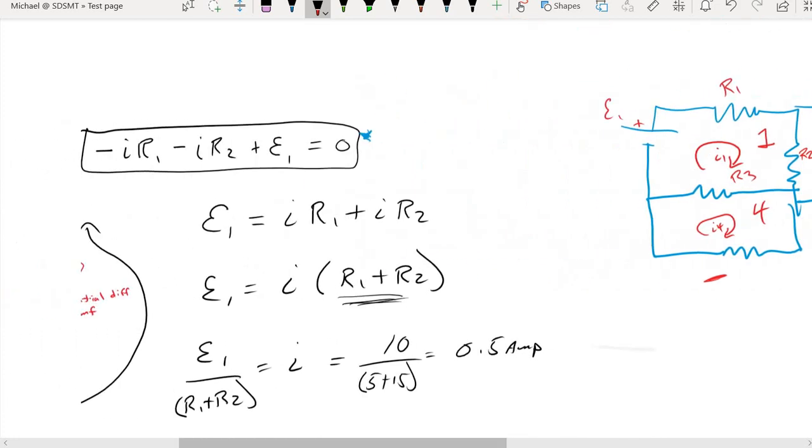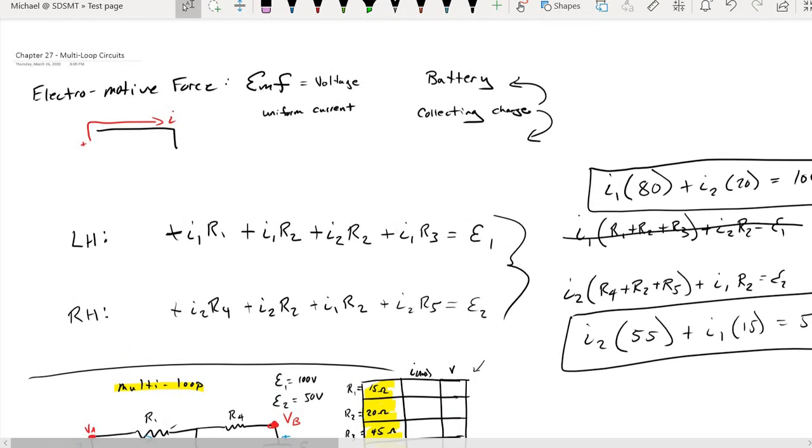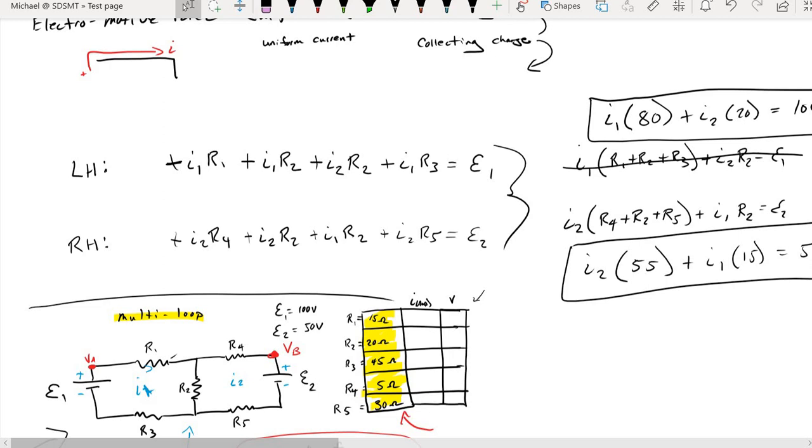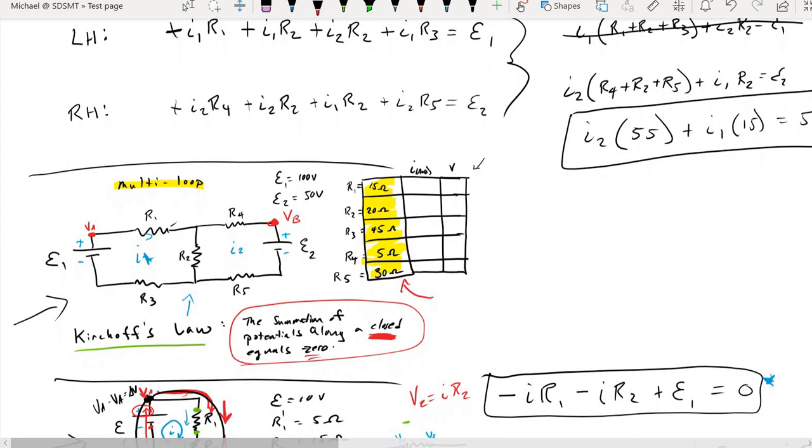All right, so that is the example for multiple loops. Keep in mind, at this point your book is going to stop using V for all the batteries. You're going to start seeing E for EMF, but we're going to treat it exactly the same way that we have been with all of our other circuit problems.